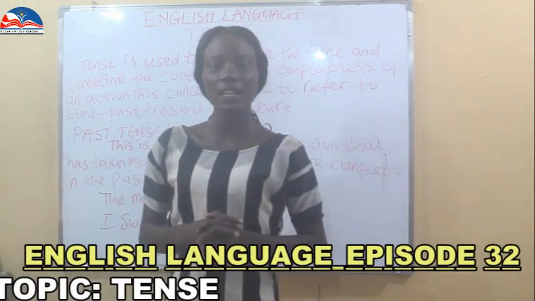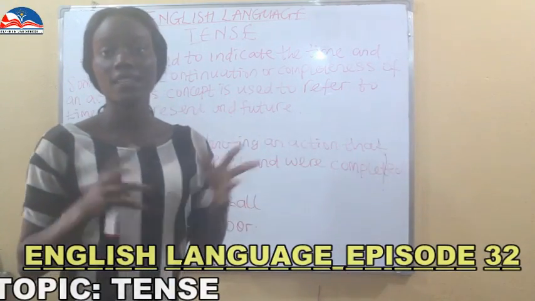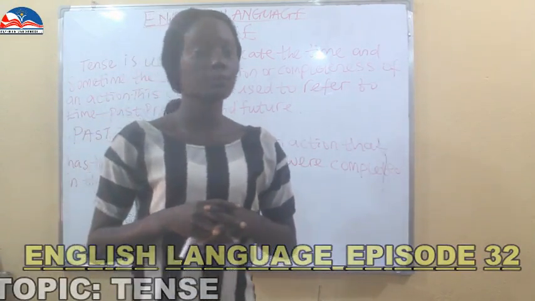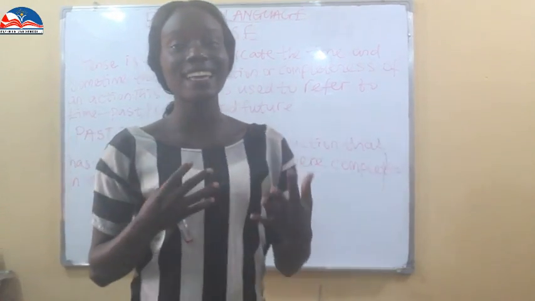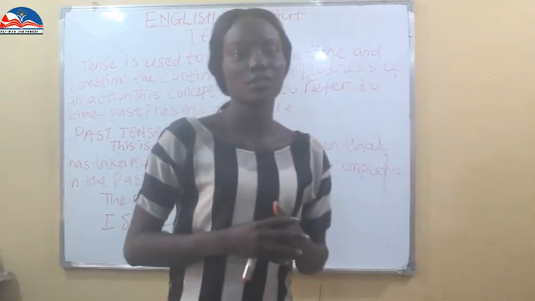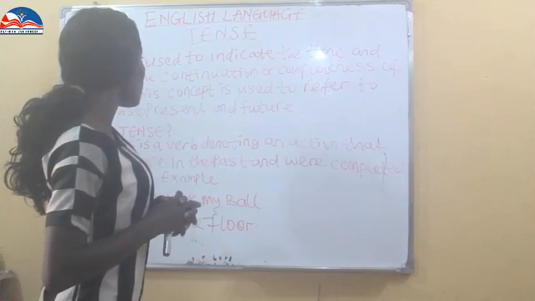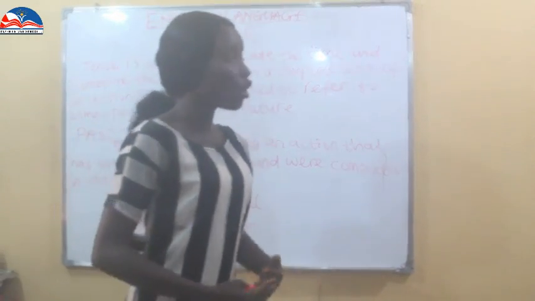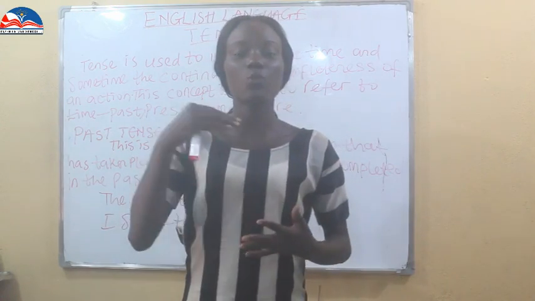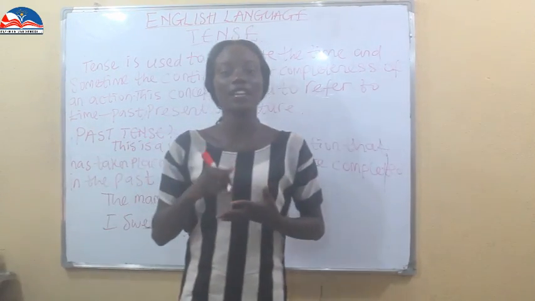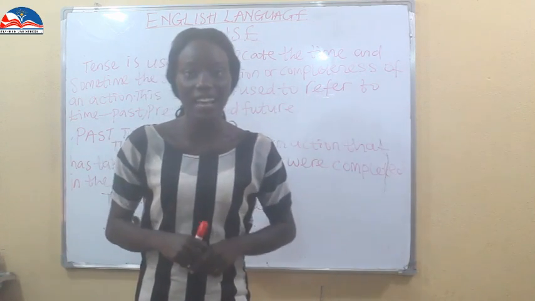In today's class, I'll be teaching you on the topic tense. Tense in the English language. When we're talking about tense, tense is used to what? It indicates the time of an action. Tense indicates the time and sometimes the continuation or the completeness of an action. Tense tells us when an action actually took place. It tells us the exact time of an action.